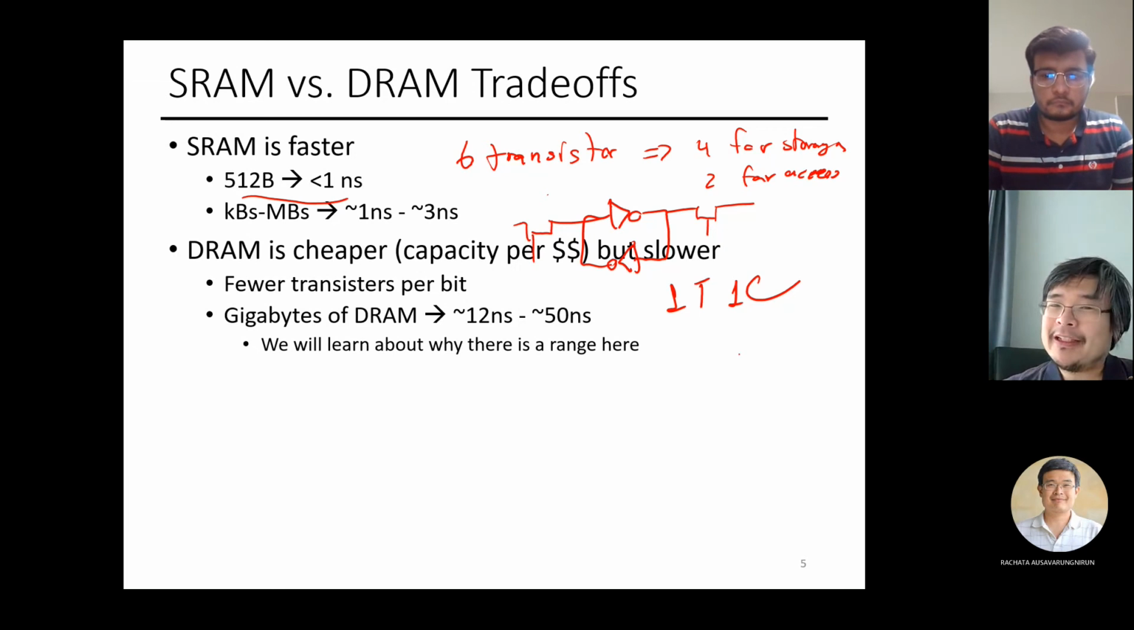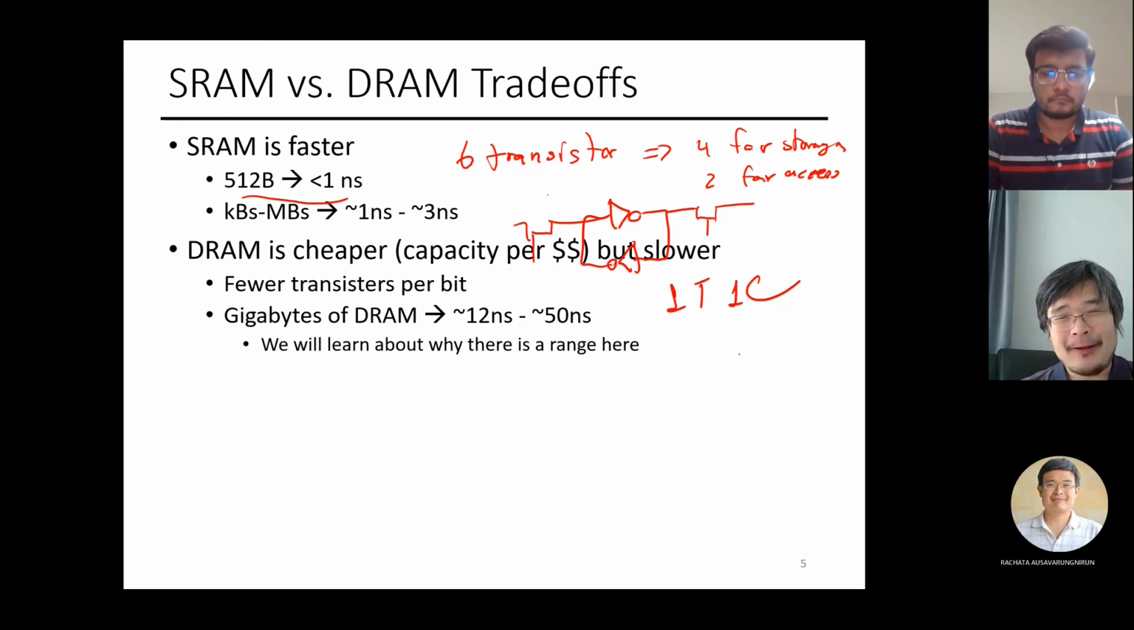We'll learn about the range in the DRAM lecture. Why is it sometimes 12? Why is it sometimes 50? And how does DRAM try to make sure that most of the time it's 12 nanoseconds? But you see the discrepancy, right? DRAM is slow. 50 nanoseconds, convert that to clock cycles, is close to 200 cycles.